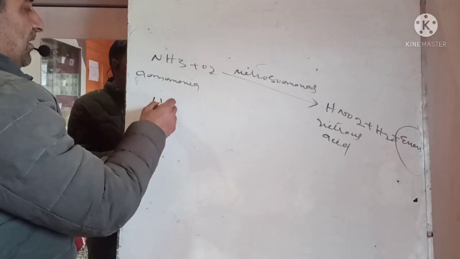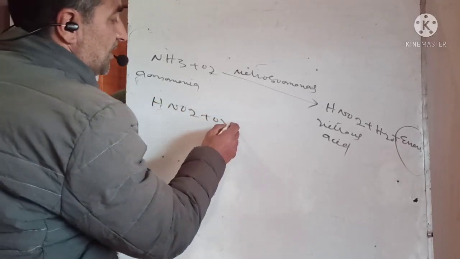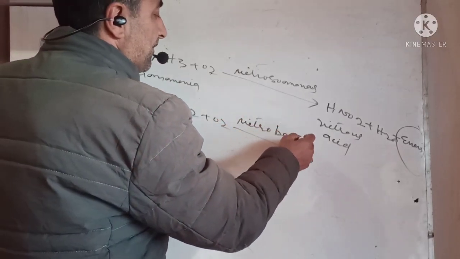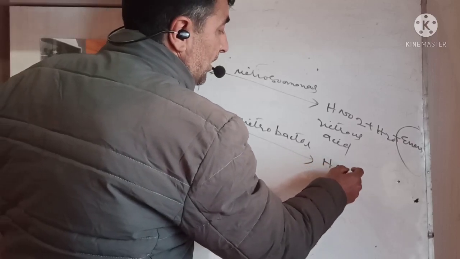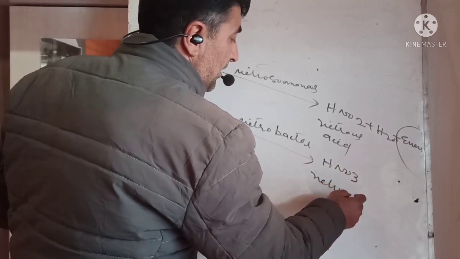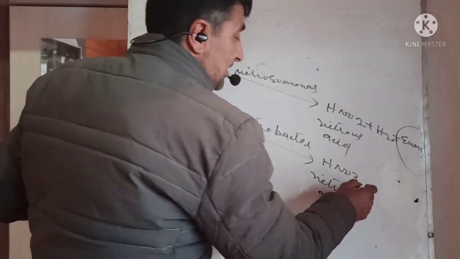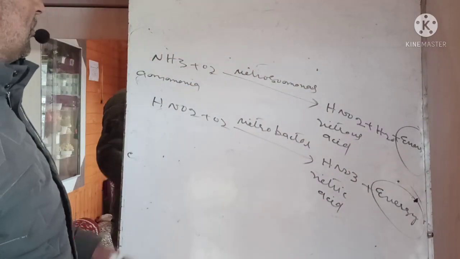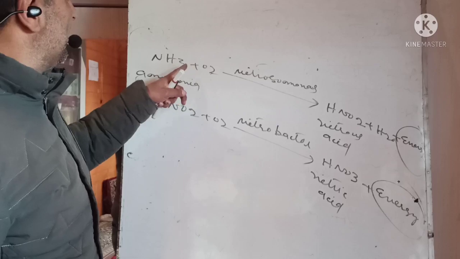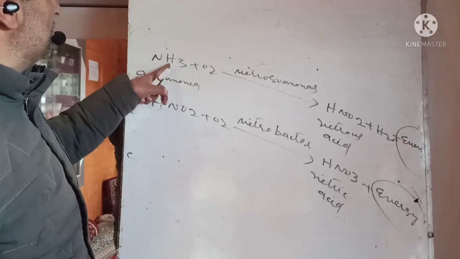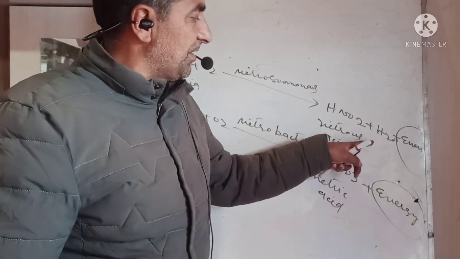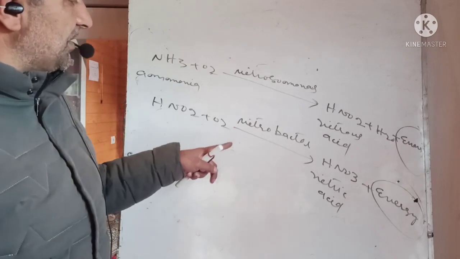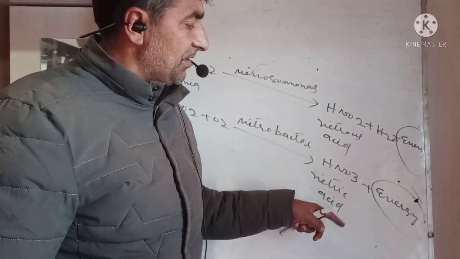Another further oxidation is here. HNO2 undergoes further oxidation by another nitrogen fixing bacteria, called nitrobacter, into HNO3, nitric acid, plus energy. So energy is also released there. In the presence of nitrosomonas, ammonia undergoes oxidation and forms nitrous acid plus water and energy. This nitrous acid undergoes further oxidation by nitrobacter and forms nitric acid plus energy.